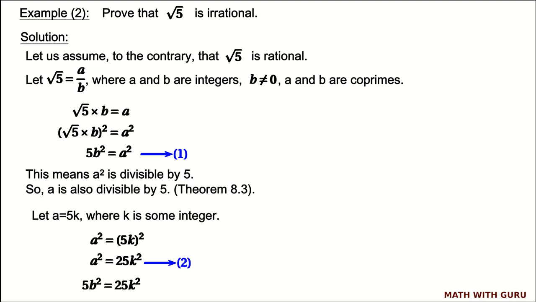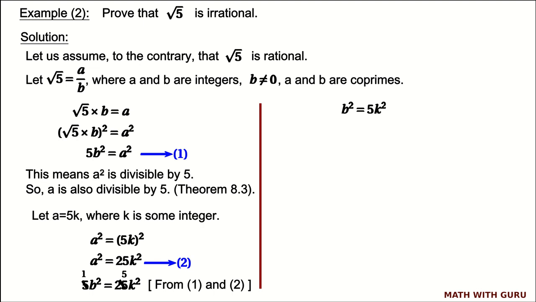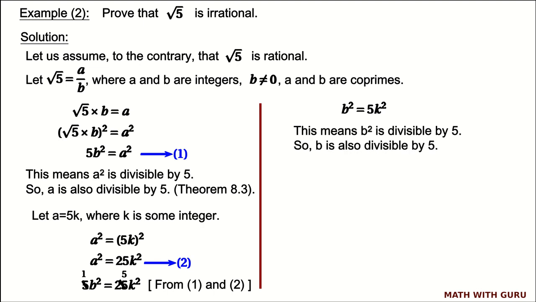From equations 1 and 2, in place of a squared, substitute 25k squared from 2. Then we get 5b squared equals 25k squared. 5 is a common factor here. 5 ones are 5, 5 fives are 25. We get b squared equals 5k squared. This means b squared is divisible by 5. So, b is also divisible by 5.